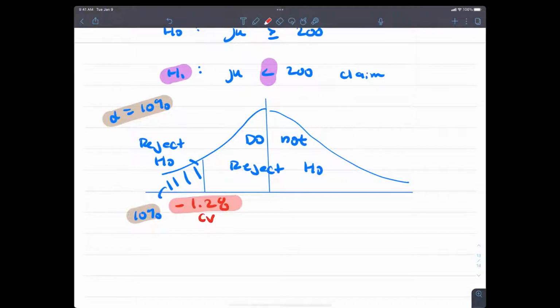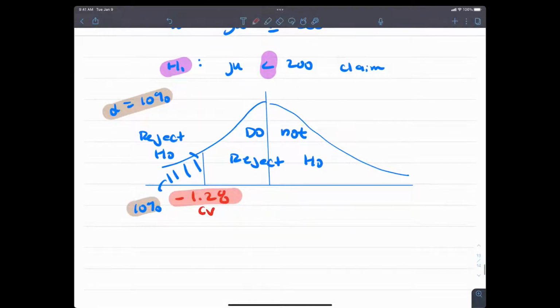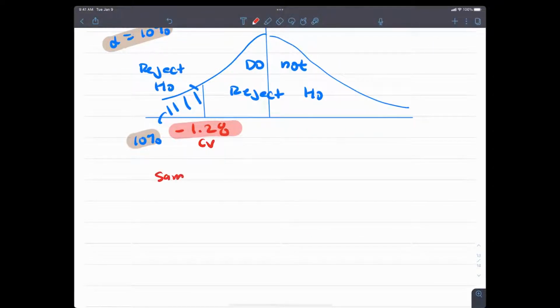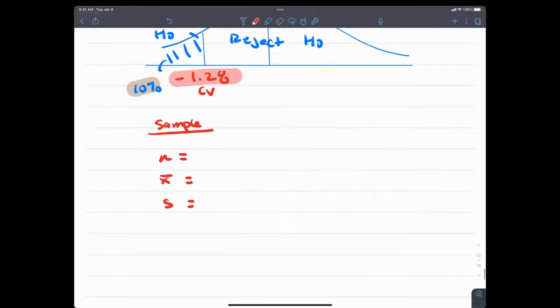There's that critical value. Remember what you really need to do next in the process. Now you would go out and take a sample. Since this is a hypothesis test about a mean, we're going to need the sample size, the sample mean, the sample standard deviation, and this thing called mu naught, because we're going to enter all this in our TI.